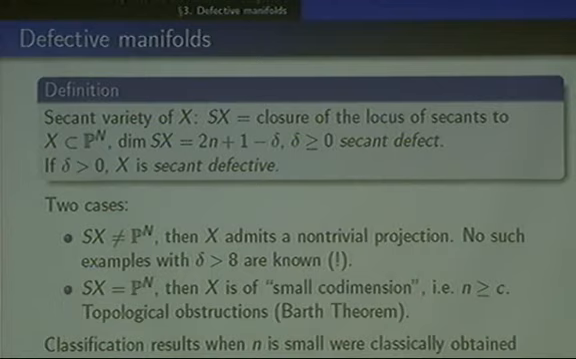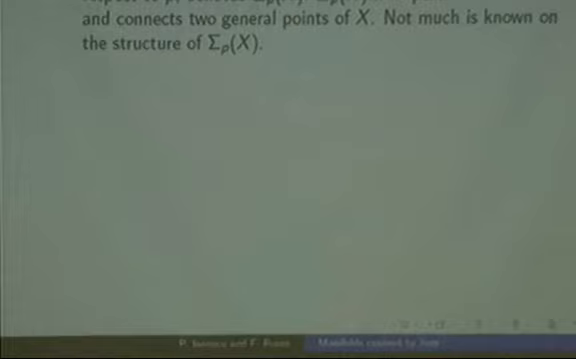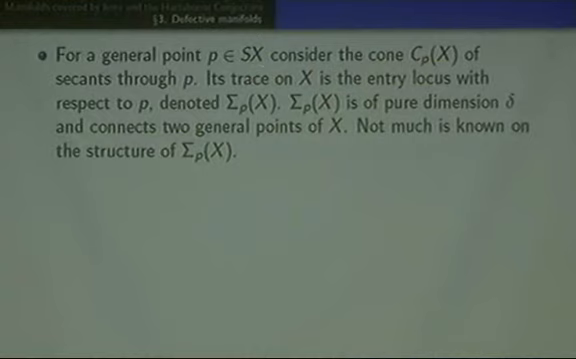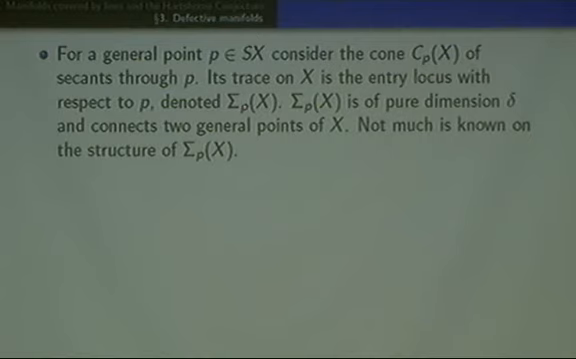So this also has been recalled. You consider the secant cone, and its trace on X is the entry locus. And all we know, in general, is that this is of pure dimension delta and connects general points. But otherwise, there are few theorems. I think Ziv and Lopez have one of these.